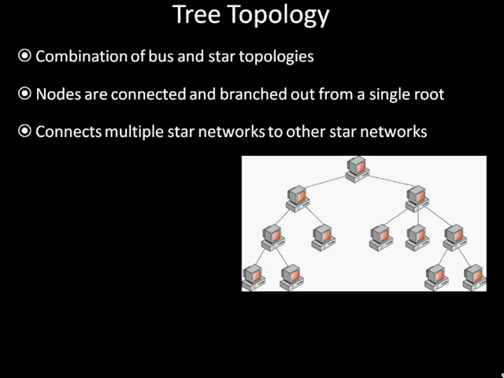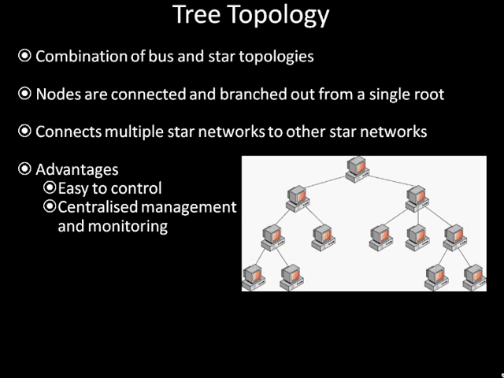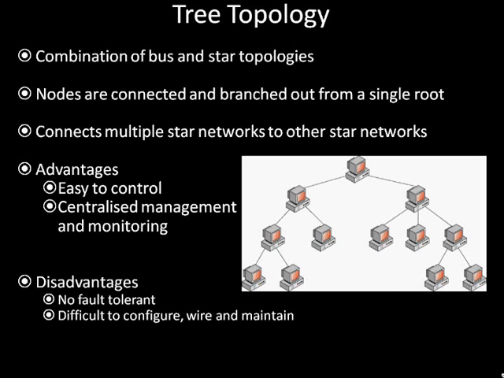Advantages of the tree topology. This topology is easy to control. The root provides centralized management and monitoring. Disadvantages of the tree topology. Not fault tolerant, as if the backbone cable breaks, the entire segment goes down. The tree topology is difficult to configure, wire, and maintain, especially in extensive networks.